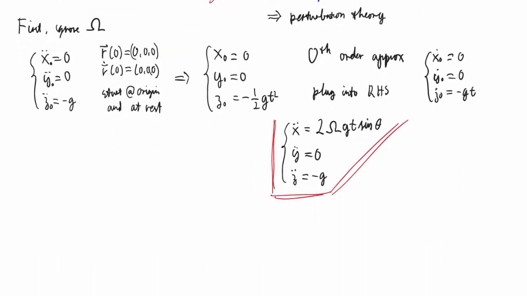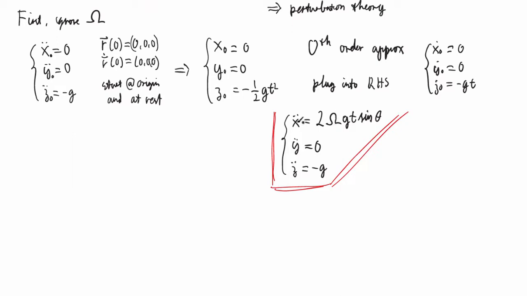So let's solve this now. This is a second order differential equation. We have x double dot proportional to t squared. So this will give us x equals 1/3 omega g t cubed sine theta. Just take the derivative of this twice, you'll get this. y is still 0, and z is still minus 1/2 g t squared.